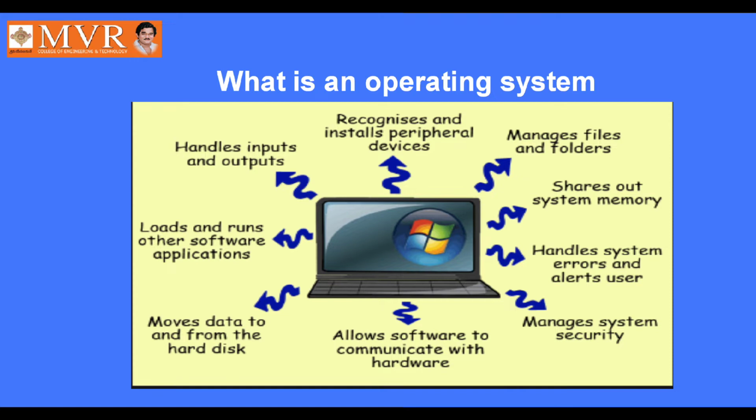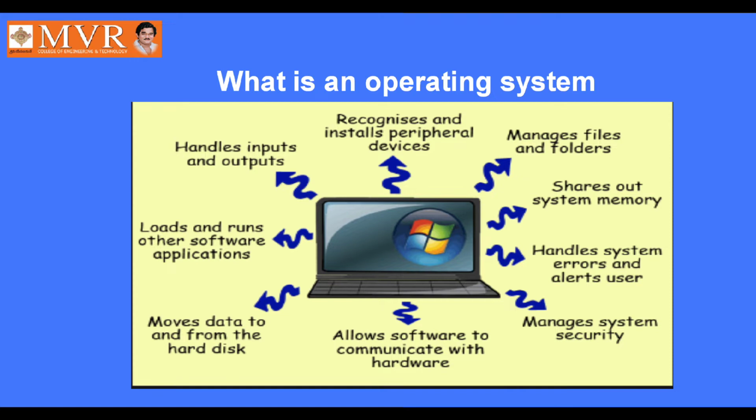So memory management is also taken care of by the operating system. We need to remember that. Similarly, it also handles system errors and alerts users. Whenever an operation is done, if you get an error, it will display an error message. This process is also handled by the operating system only. And security: the operating system is also responsible for the security of the system and the files available in the system. It also allows software to communicate with the hardware. This is the main definition of an operating system, because it allows us to communicate with the hardware.